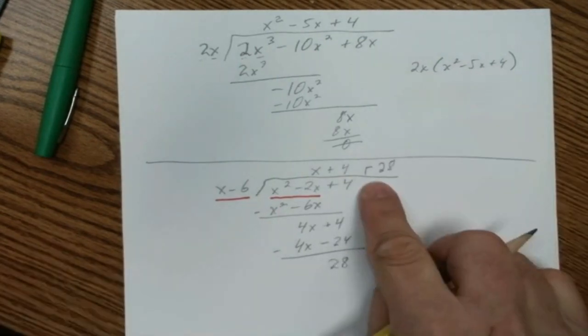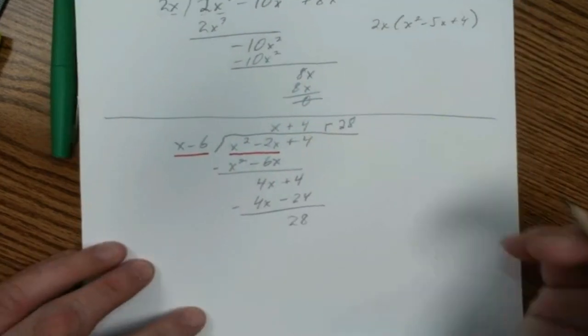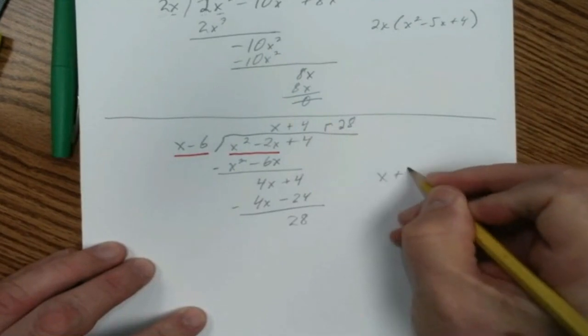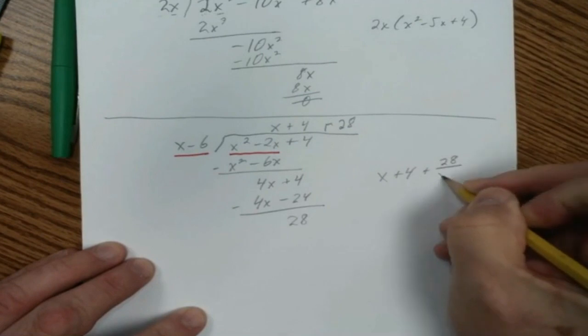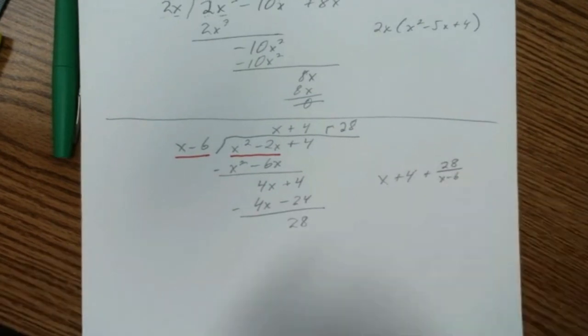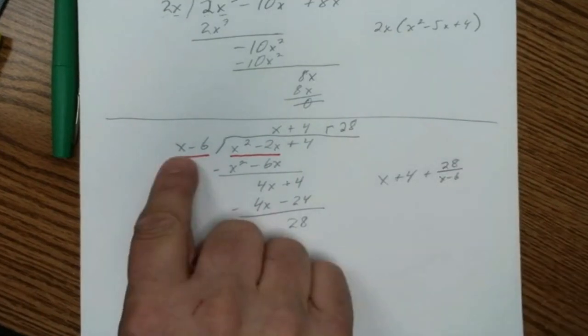Remember remainders, when we get in there where it didn't go in evenly? So when we divide this, the answer is x plus 4 plus 28 over x minus 6. That's the remainder over what we're dividing by. That's one way that you'll see it written: the remainder over what we're dividing by.